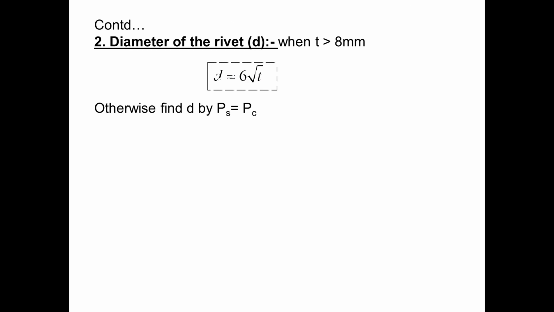If thickness is more than 8 mm, then the diameter of the rivet is calculated by an empirical formula called d is equal to 6 under root times of thickness. And this formula is known as Unwin's formula. Unwin was the scientist who discovered this formula. So on the basis of his name, this formula is being given. Unwin's formula, when thickness is greater than 8 mm.